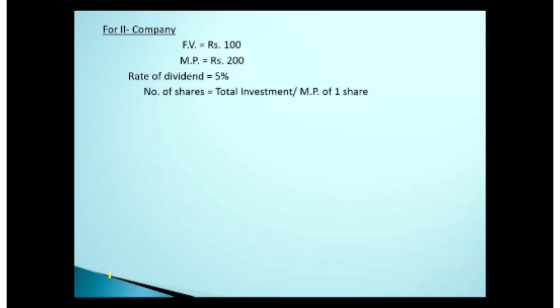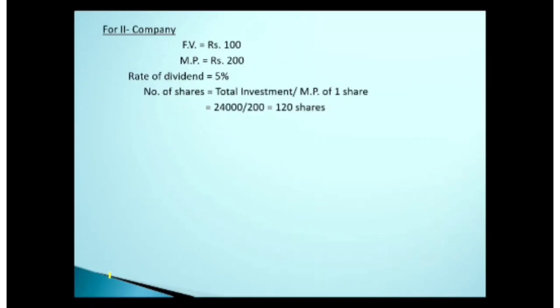What is the number of shares for the second company? That is given by total investment divided by market price. Now what will be the total investment? Just now I discussed with you that whatever amount he received by selling the share from the first company, that itself will be the investment for him for the second company. So what was that amount? 24,000, isn't it? So this 24,000 has to be divided by the market price of the second company, and that comes to 120 shares. So this is the number of shares for the second company that was asked in the question.